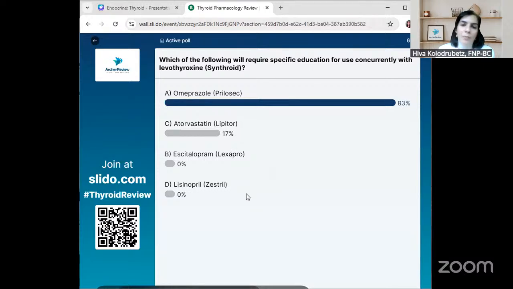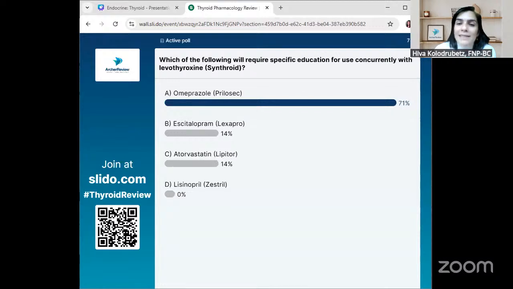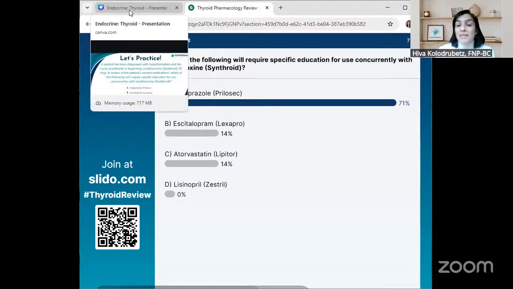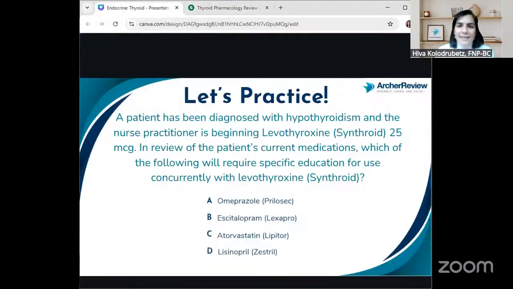Lipitor, escitalopram, lisinopril, these medications don't really affect the acidity of the GI system of the stomach, so you don't have to be separating it by 4 hours. Good rule of thumb, I always like to tell patients still take your levothyroxine on an empty stomach and wait about 30 to 60 minutes. And you can take the rest of your medication with your breakfast or whatever you're eating. So you don't necessarily have to separate it by 4 hours, but I still, as a good rule of thumb, want that levothyroxine on an empty stomach. Awesome job, you guys. All right, let's go to the next one.